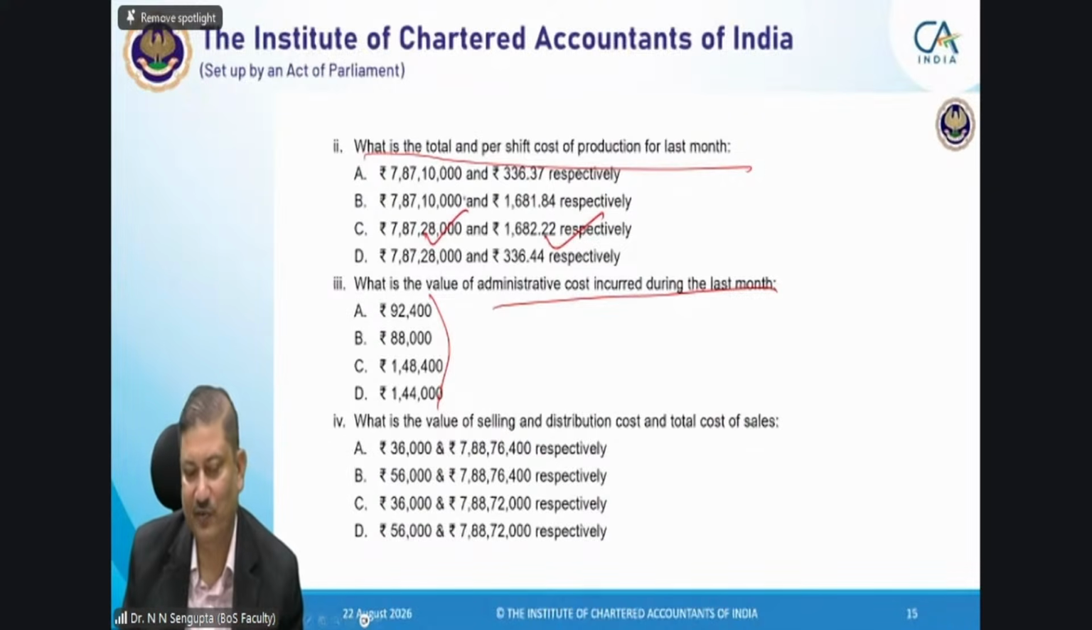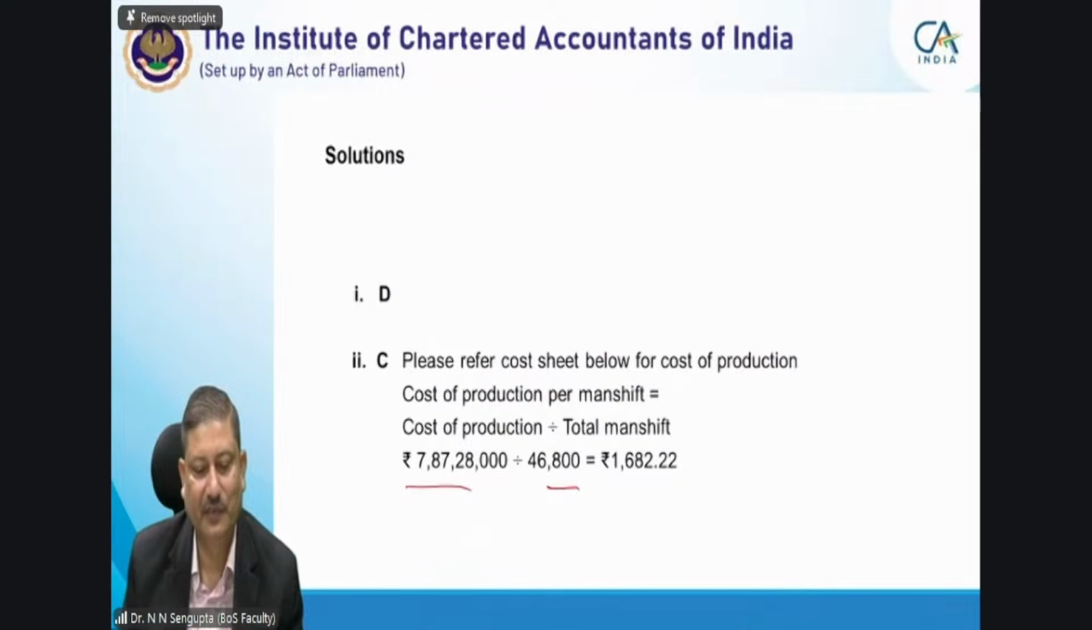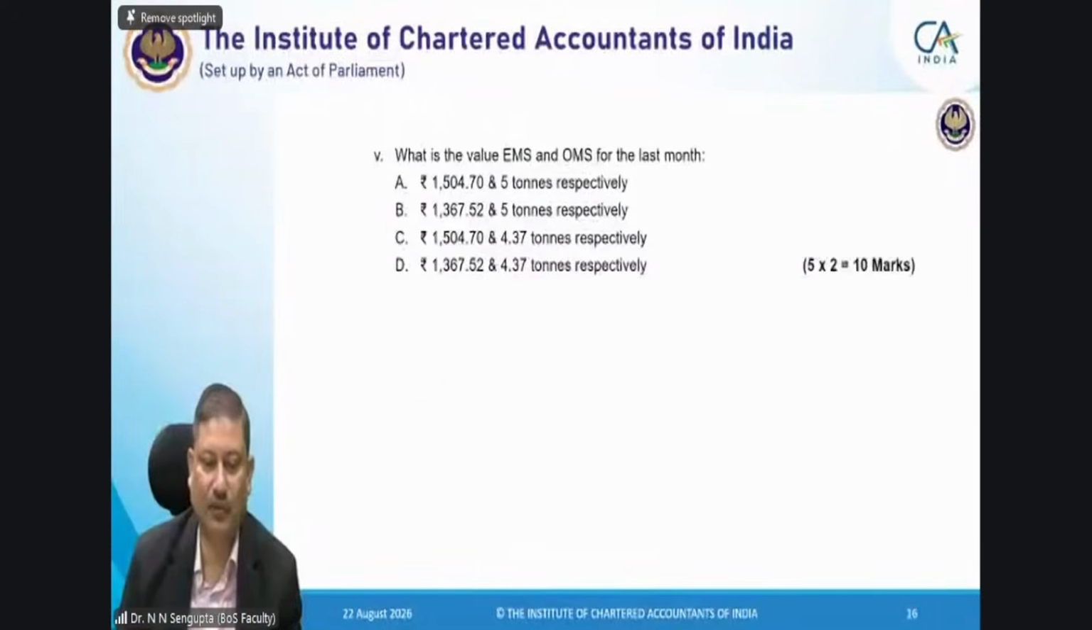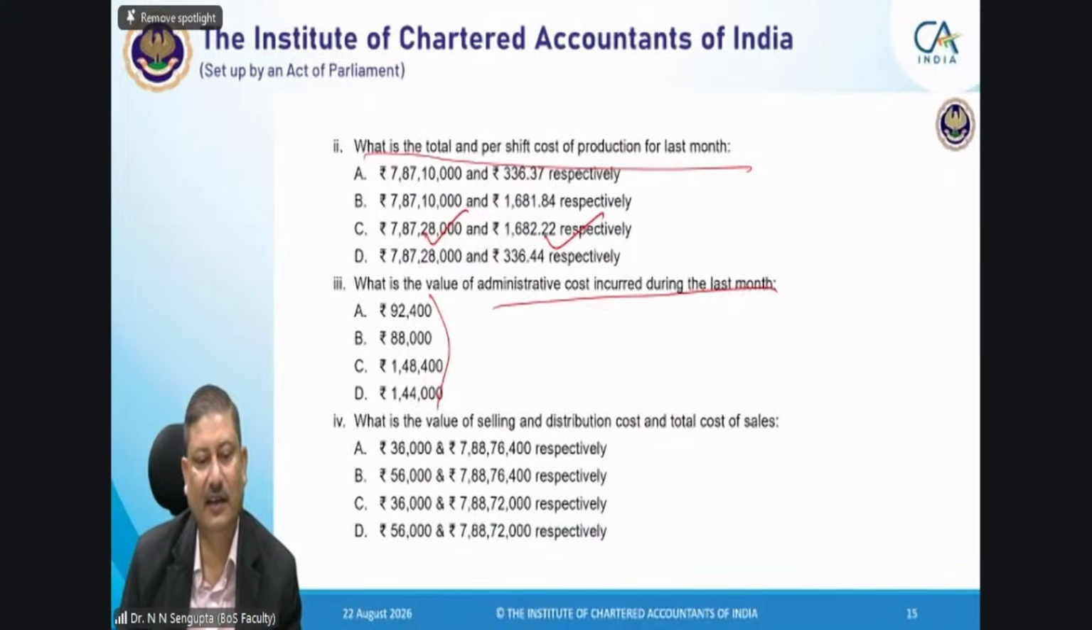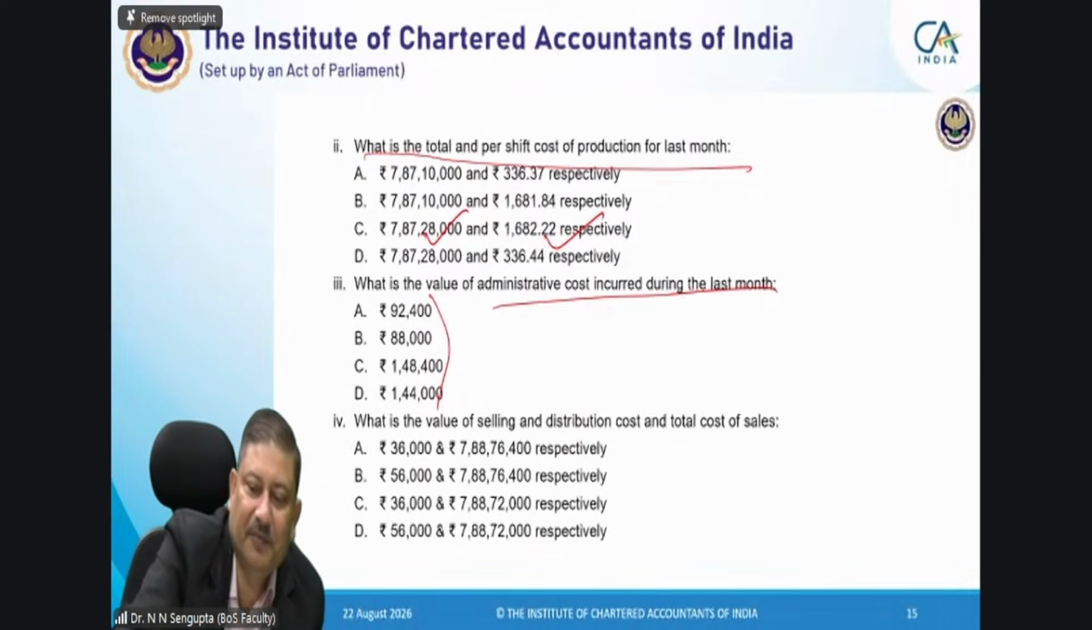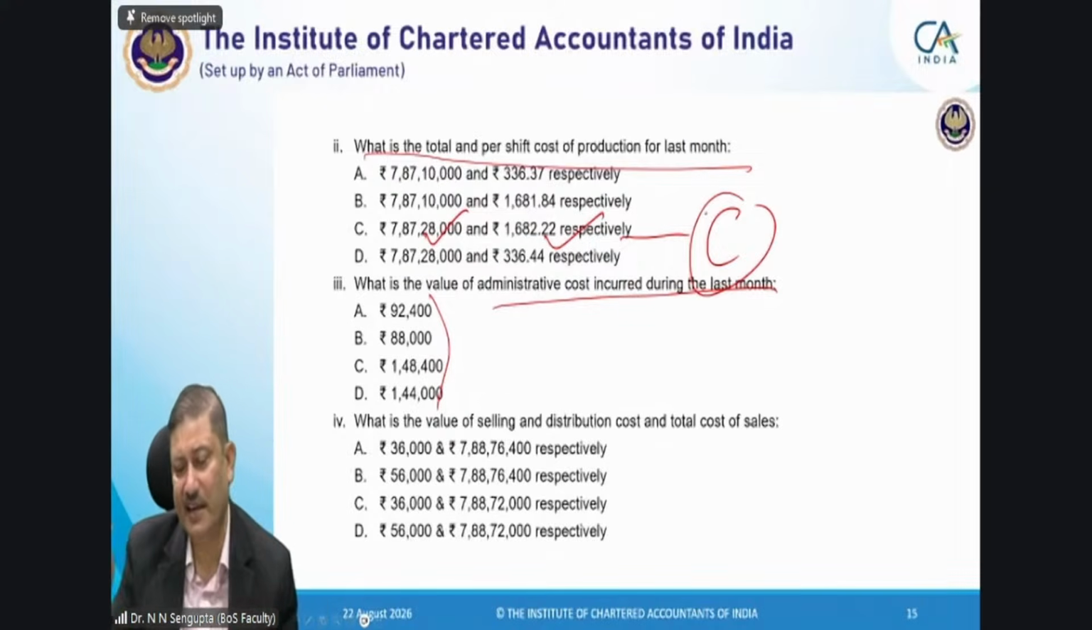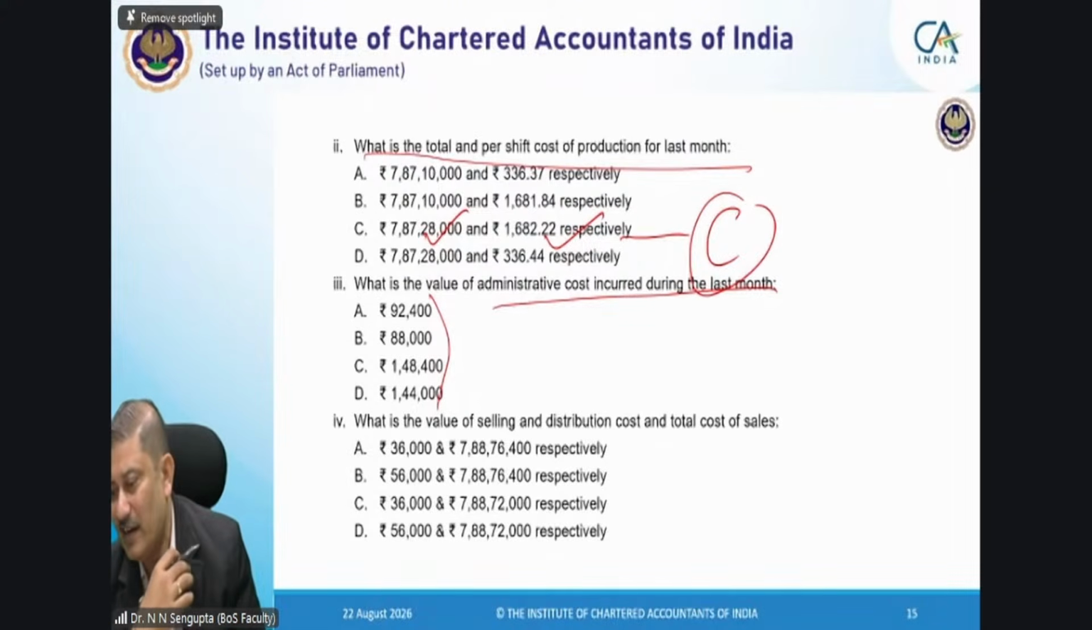So you can see once again the answer. Cost of production, that is 787,28,000 divided by the total man shift. So per man shift we can get 1682. And the option which will be correct in the second one is option C. So from the cost sheet, if you just write down the figures roughly, you will be able to calculate it.